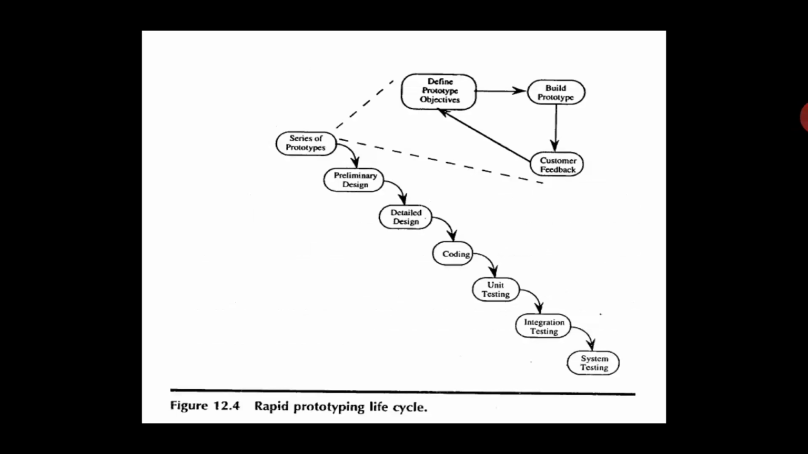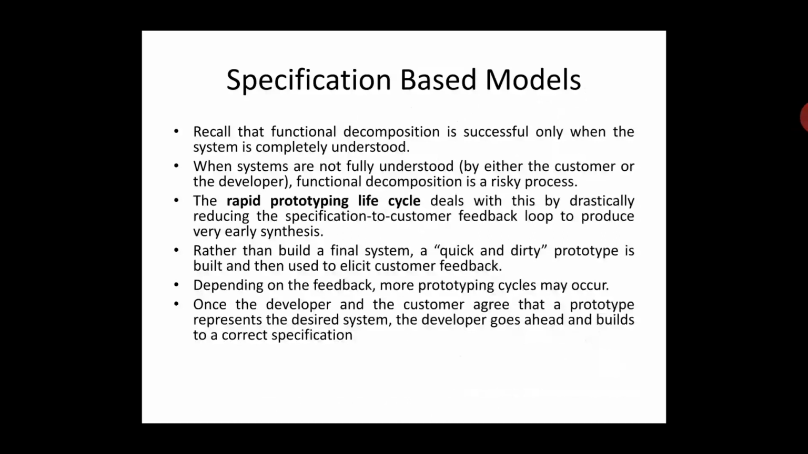Customer feedback. So define prototype objectives, build a prototype at the starting level only, before starting to build your software product. You're going to get customer feedback about your system by designing an early prototype of your system. That is the main idea of the rapid prototype life cycle model. That's why here we are going to reduce the specification to customer feedback loop.